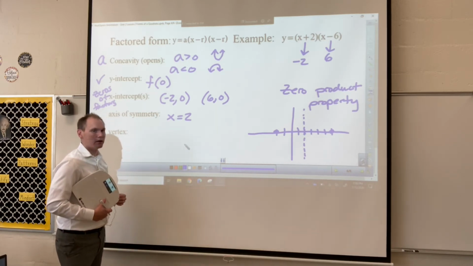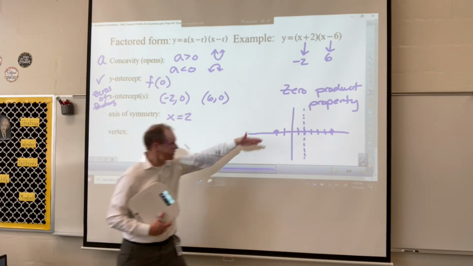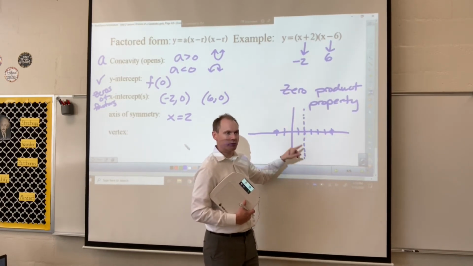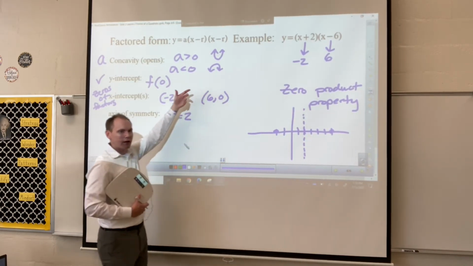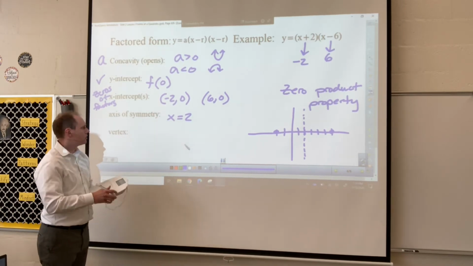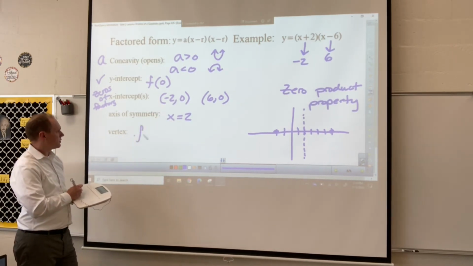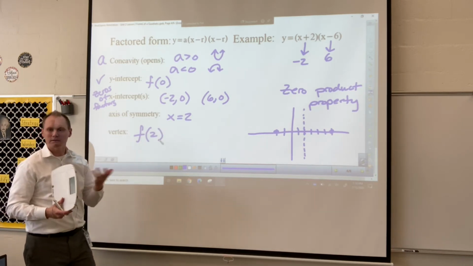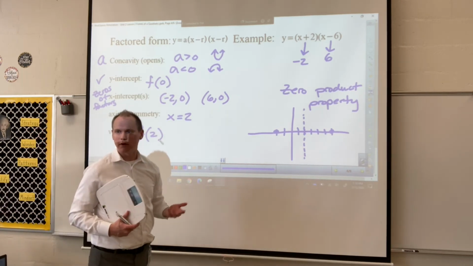Yeah, we would substitute 2 in, right? We know it's going to happen at this x value, right? So we could just put in 2 into the function and find out the output. So I'm going to say f, in this case, of 2, just substituting 2. What do you get out? That's the y value. And from there you can find the vertex.